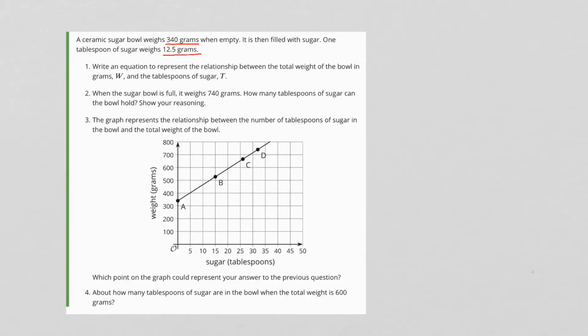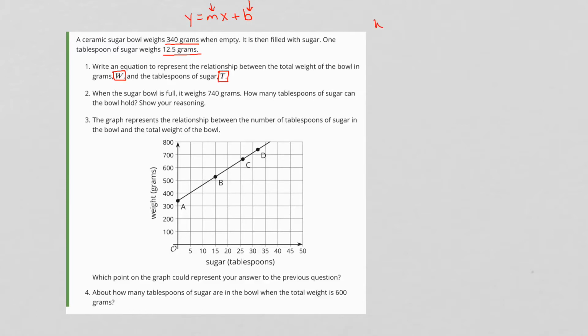So we're asked in the first problem to write an equation to represent the relationship between the total weight of the bowl in grams, and we're going to call that W, and the tablespoons of sugar, or T. Now, we know we've been writing these linear equations like this. Y equals mx plus b. We call that slope-intercept form, where we have a rate of change, and that's our m, and then an initial value that we represent with b. So let's go with that slope-intercept form. I think that would work well here.